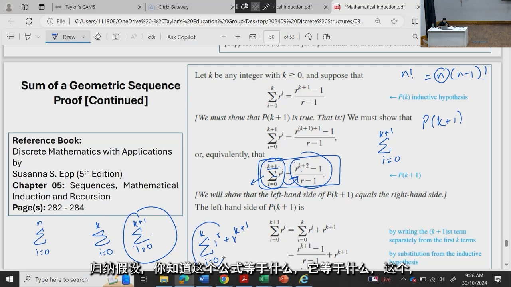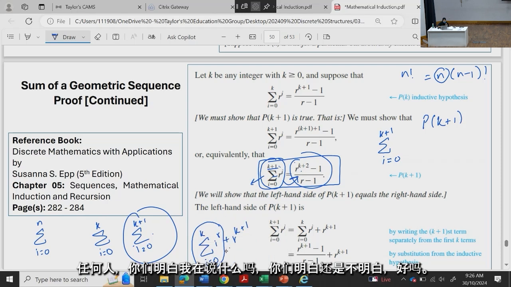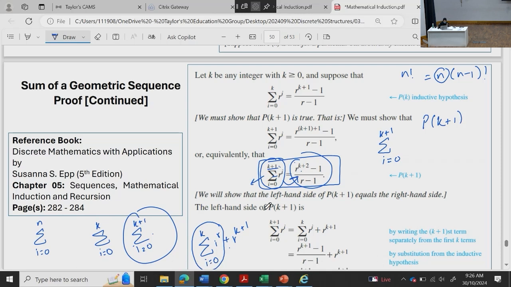And then from your assumption, or from your inductive hypothesis, you know what this formula is equal to. What is it equal to? This one? Anybody? Are you getting what I am saying? Do you understand? Or no? Okay.